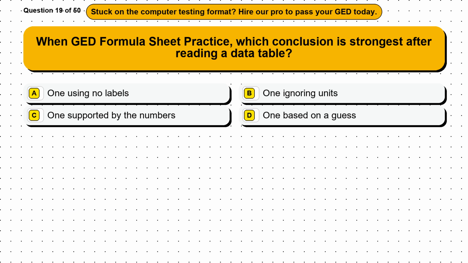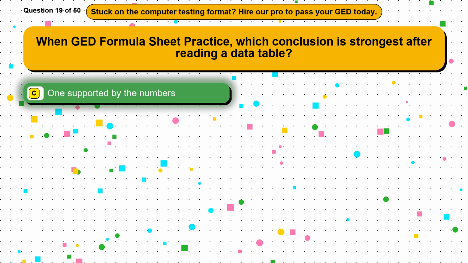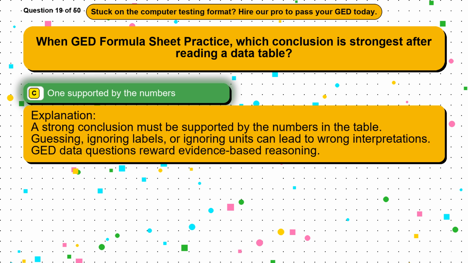Question 19. When GED formula sheet practice, which conclusion is strongest after reading a data table? Option A, one using no labels. Option B, one ignoring units. Option C, one supported by the numbers. Option D, one based on a guess. The correct answer is option C. One supported by the numbers. A strong conclusion must be supported by the numbers in the table. Guessing, ignoring labels, or ignoring units can lead to wrong interpretations. GED data questions reward evidence-based reasoning.